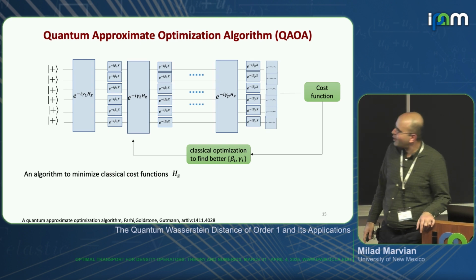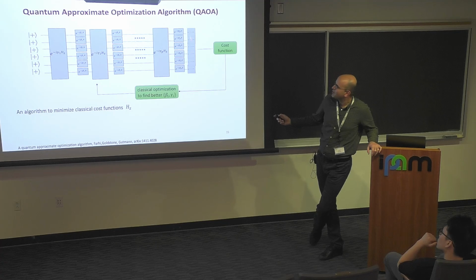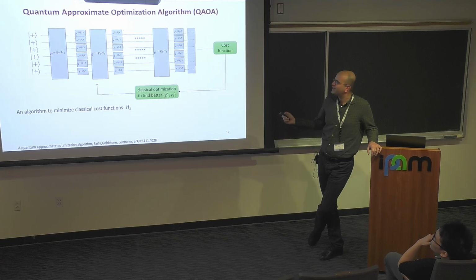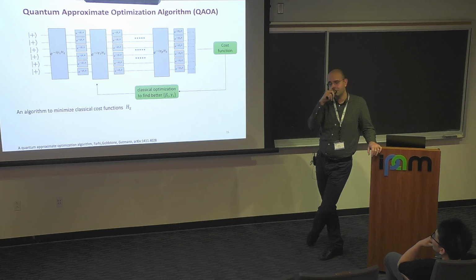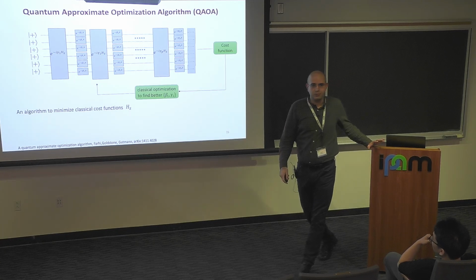For some reason, PowerPoint is changing my measurements to this, and I corrected this once before. I don't know why it's jumping back. But these are measurements. You perform some measurements, and then you compute the cost function, and you optimize. Here, the parameters are lambdas and betas, and then you repeat this, and you hope that your optimization works.